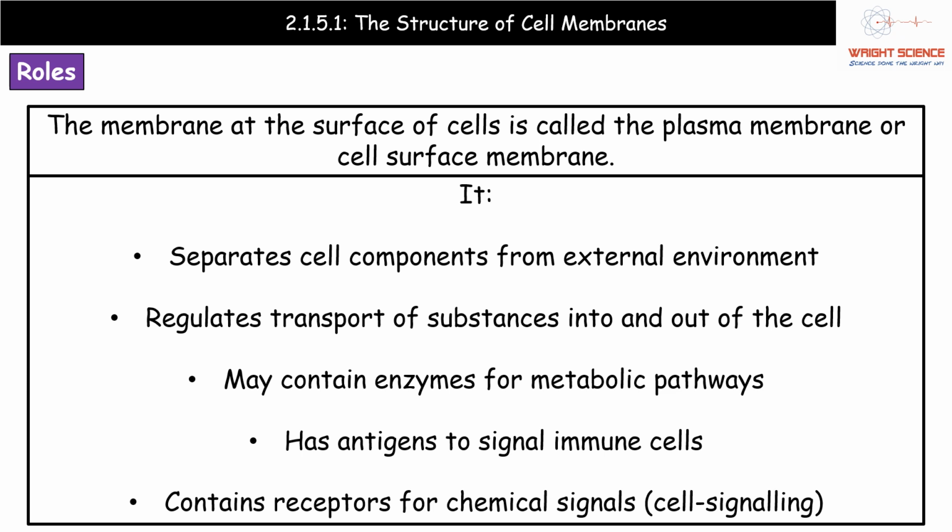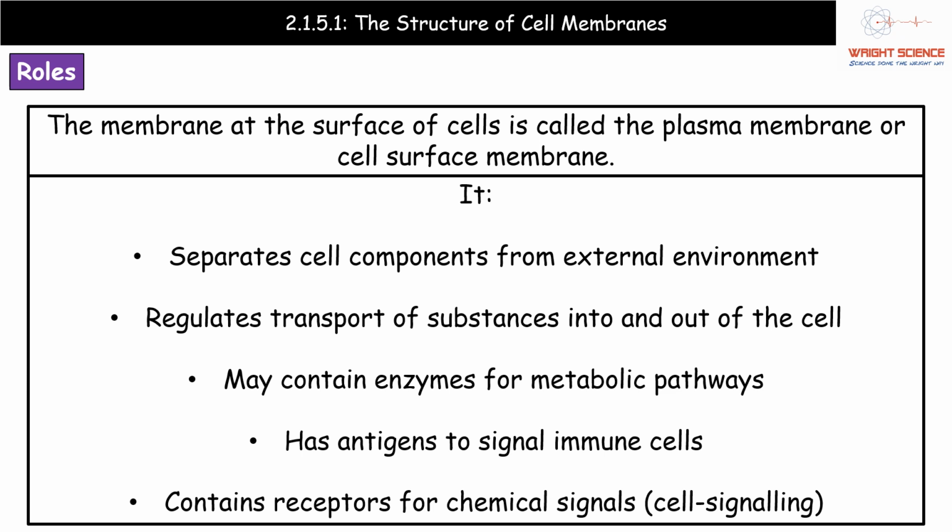In terms of the function then of this cell surface or plasma membrane, as we already said, it separates cell contents from the external environment. It's also, in its partially permeable way, going to regulate the transport of substances both into and out of the cell, because we've got some element of control here. We may find there are enzymes for certain metabolic pathways within the membrane structure itself, and we'll have antigens embedded within that plasma membrane to actually signal immune cells for various aspects, which we will look at in our Module 4 work on specific immune response, for example.